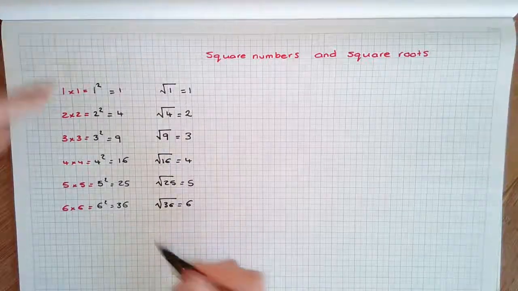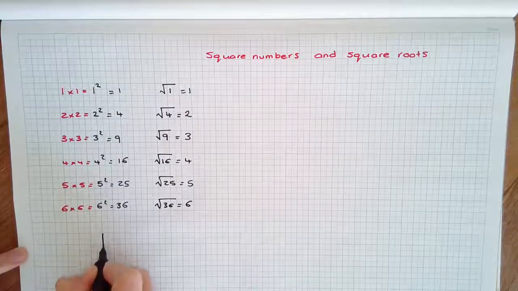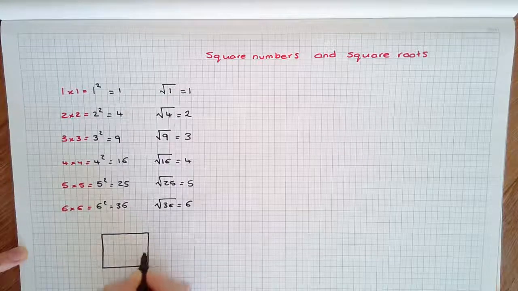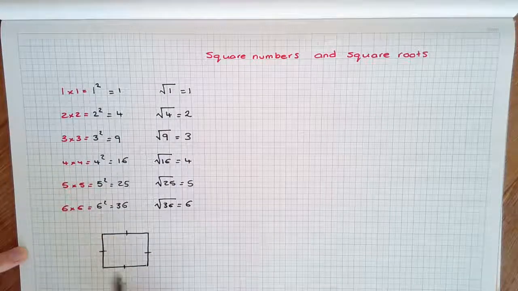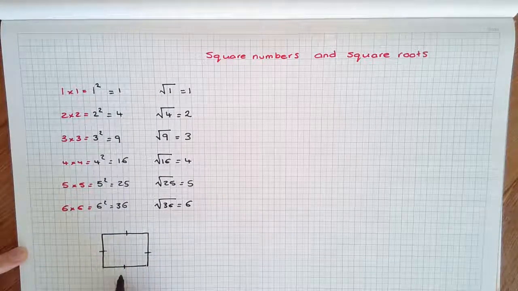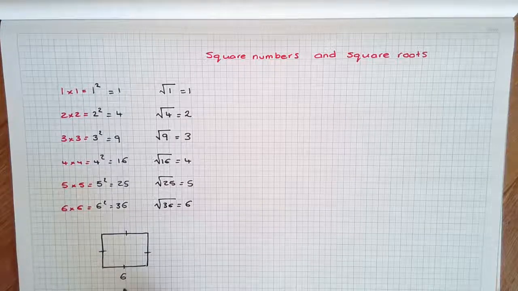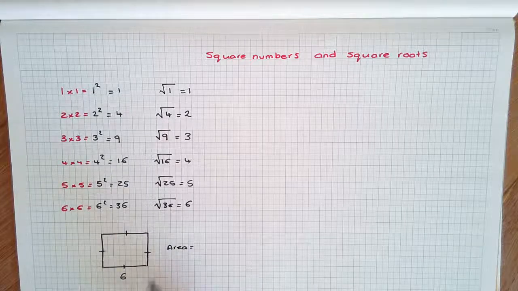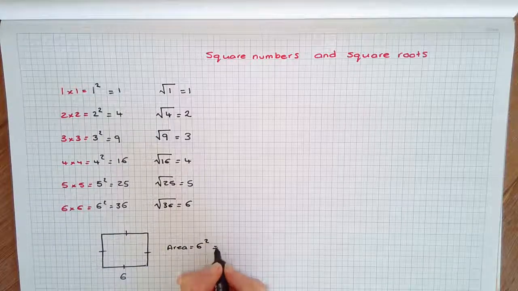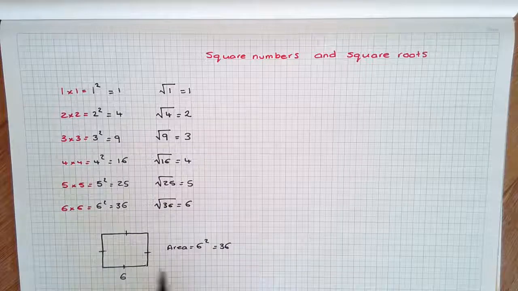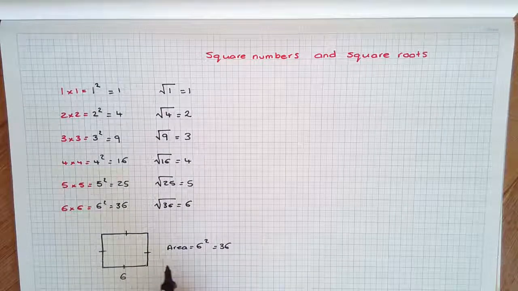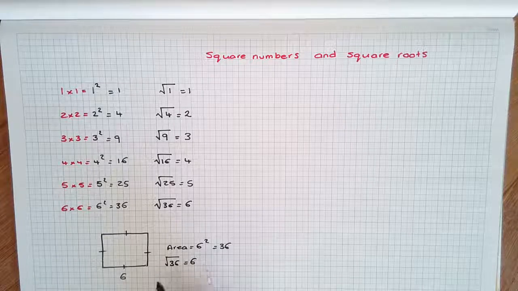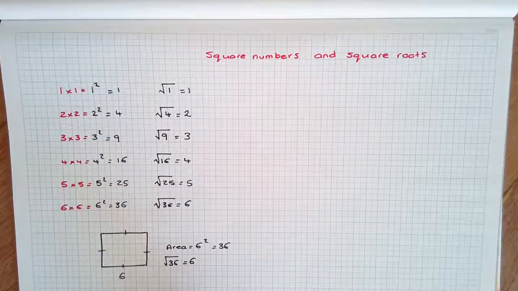Let's have a look at an example using area. Let's take an actual square. And let's say the unit length is 6. The area of the square can be given as 6 times 6 or 6 squared, being 36. The length of a side can be the square root of the area, being 6. So they're reverse of each other.